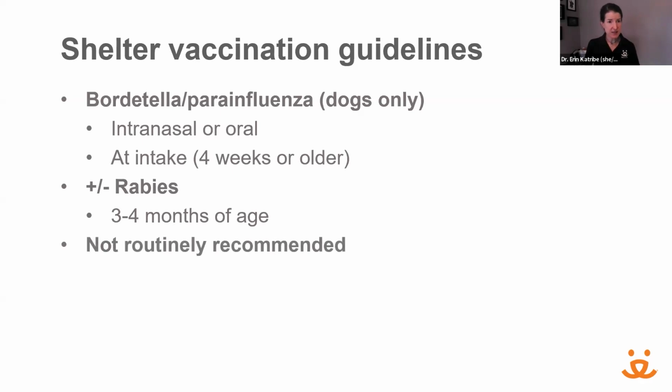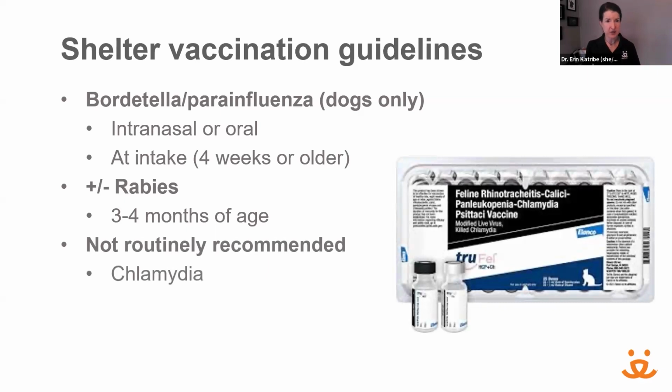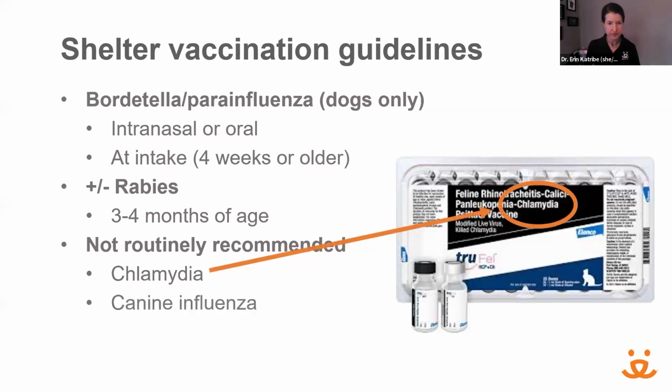There are some vaccines that exist out there, but that we don't recommend across the board. One of those is going to be chlamydia. So if your FVRCP vaccine has a chlamydia component, you don't need that. It's not necessary. There's an example there of a tray of vaccines.